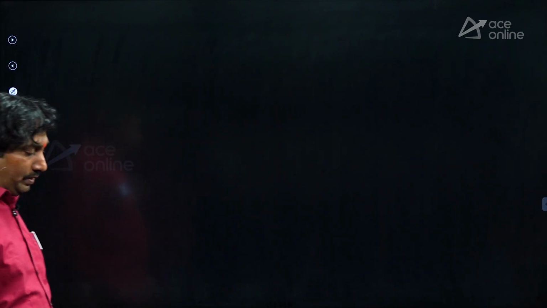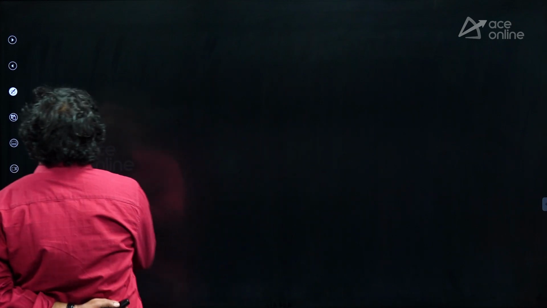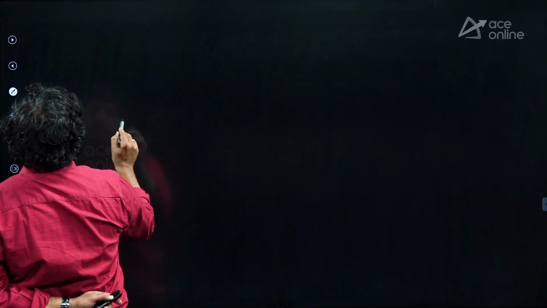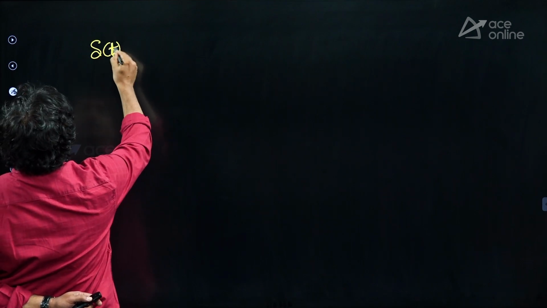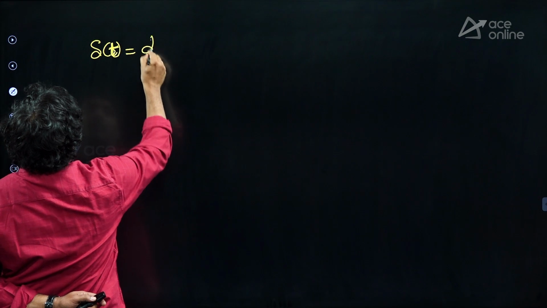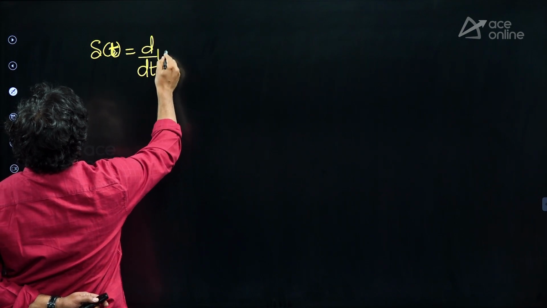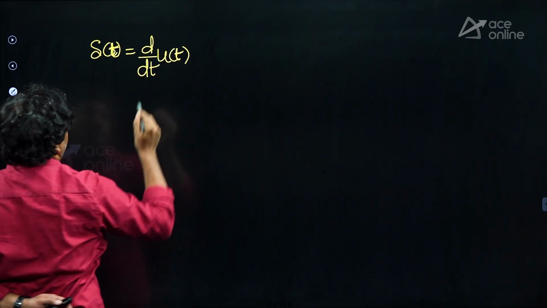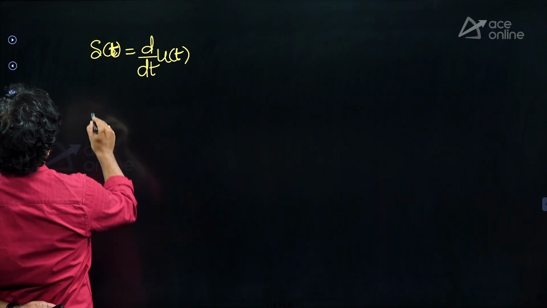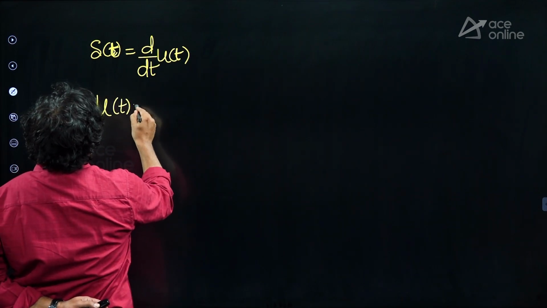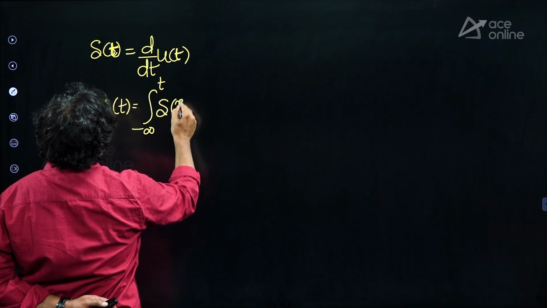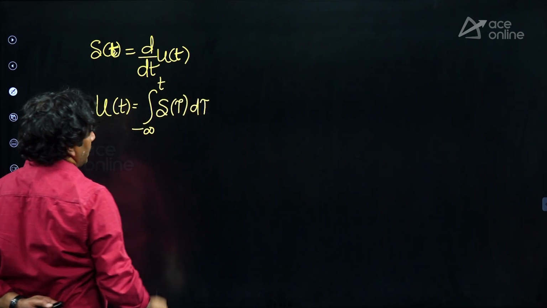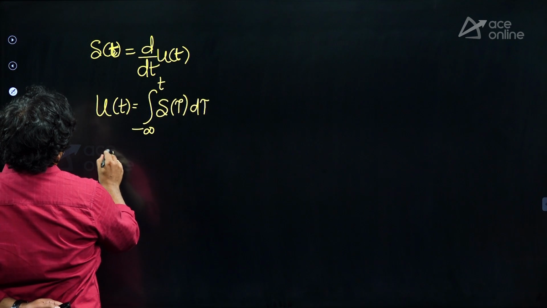First and foremost, with respect to signals, the basic signal that we are using is impulse, del of t. How it is related to the step function: impulse is d by dt of u of t. In the opposite way, we are saying the unit step is the integration of the impulse.